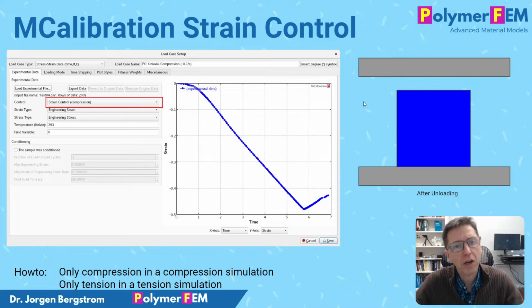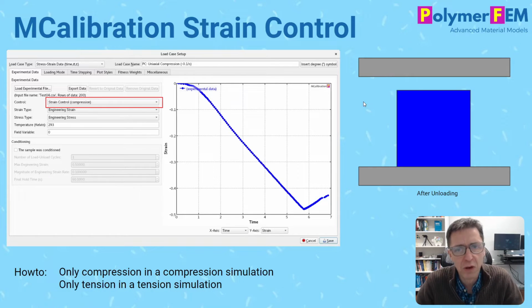Hi, today I'm going to talk about how you should think about the strain control mode that you use in the experiment when you analyze experimental data for material model calibration. This may seem like an obvious thing, but there is more to it, and you should really think about this carefully in order to get the most accurate material model. Specifically, I'll focus on how you get compression only in a compression experiment or tension only in a tension experiment. And this is something you can do very quickly in MCalibration once you know what to look for.